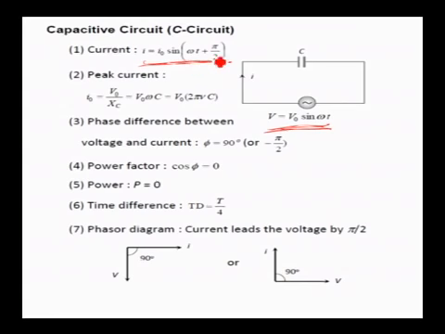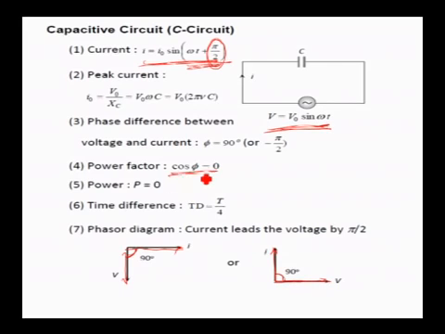Now, the current expression is I naught sin(omega t plus pi by 2). If this is just omega t, this is omega t plus pi by 2. That means current is leading voltage by pi by 2. You can indicate that by a graph. Say this is I, this is V. Current leads voltage by 90 degree, or you can even plot this type of diagram where I is leading voltage by 90 degree.